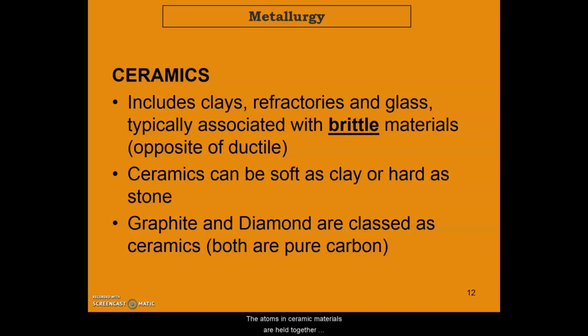The atoms in ceramic materials are held together by a chemical bond, which will be discussed a little later in the presentation. Briefly though, the two most common chemical bonds for ceramic materials are covalent and ionic. Covalent and ionic bonds are much stronger than metallic bonds, and, generally speaking, this is why ceramics are brittle and metals are ductile.